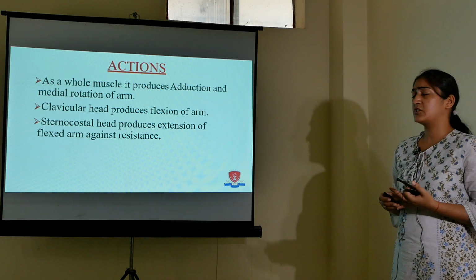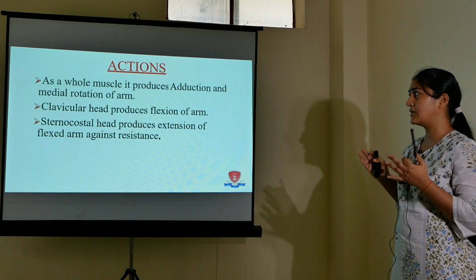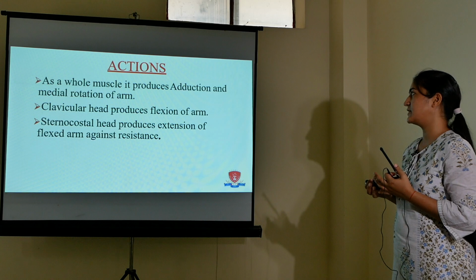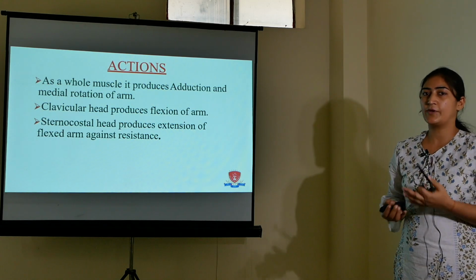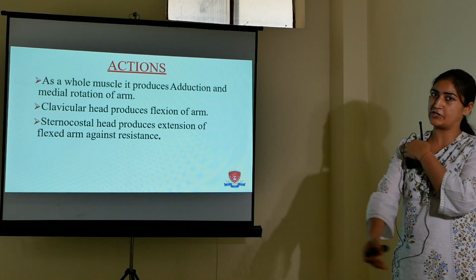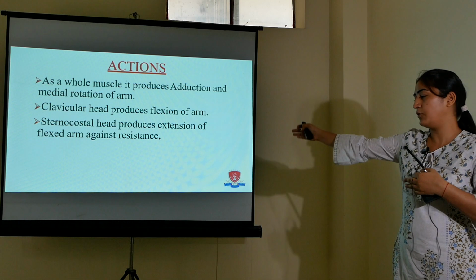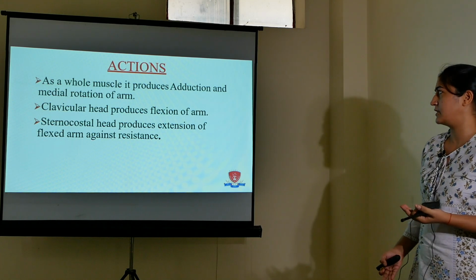Now what are the actions of these muscles? Every muscle has an action. If you take the whole muscle, the action produced by it is adduction and medial rotation at the arm. So at the arm we have the medial rotation of the arm. This is how we do the medial rotation, and this is how we do the adduction. This action is done by the pectoralis major muscle.